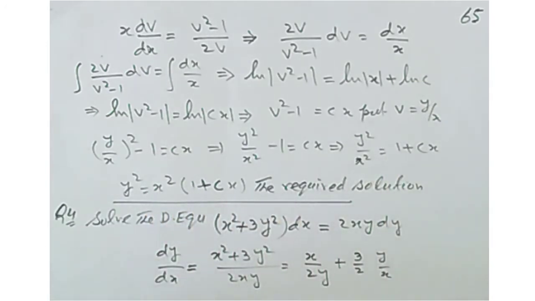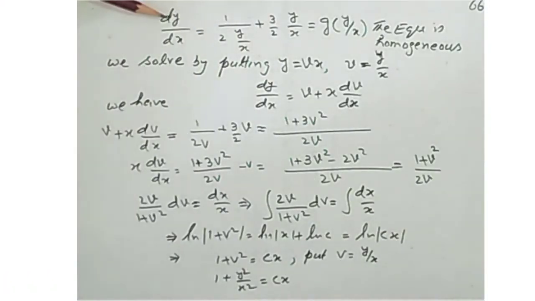Now question 4, solve the differential equation (x square plus 3y square) dx equal to 2xy dy. dy by dx equal to (x square plus 3y square) divided by 2xy, and this is equal to x over 2y plus 3 by 2 into y over x. So dy by dx equal to 1 by 2 into x over y plus 3 by 2 into y over x. This is a function of y over x, so we see that this is a homogeneous differential equation.